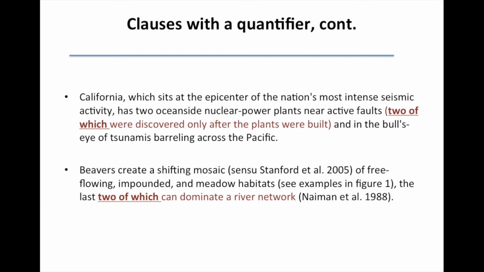And here are two more examples that illustrate some more variations on quantifiers. The first sentence uses parentheses instead of commas in order to use the clause as a kind of side comment to his main point. So read that one. And in the second one, the expression, the last two of which, adds information about order to the quantity expression. So please read that one.